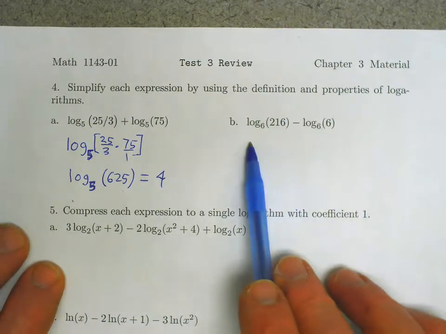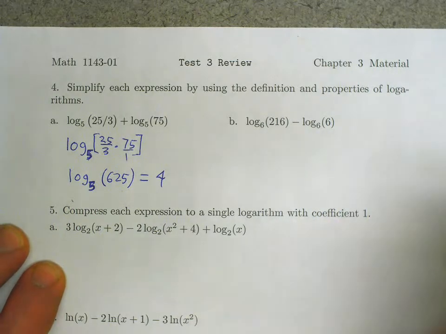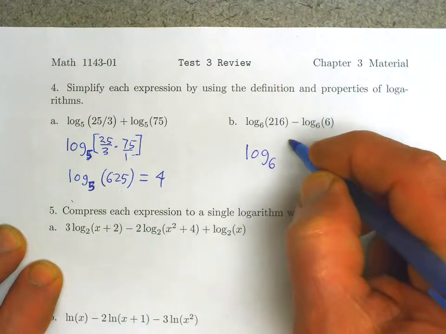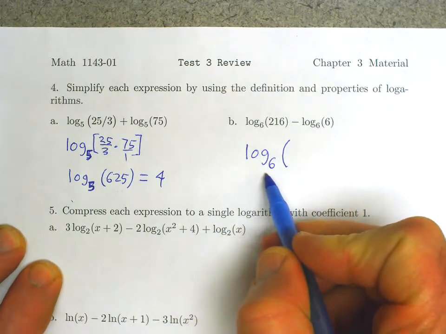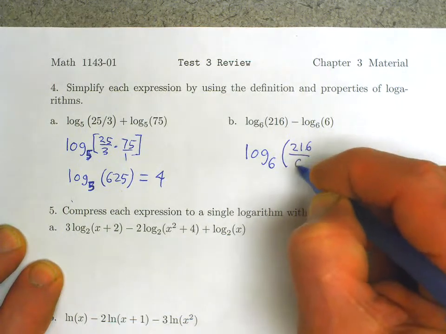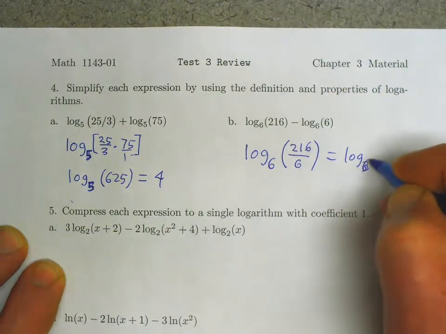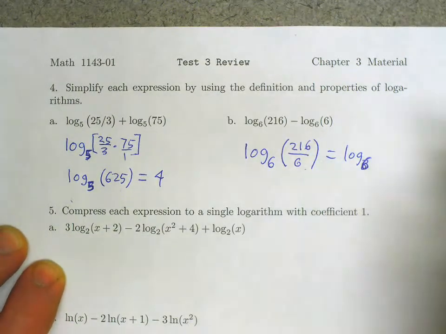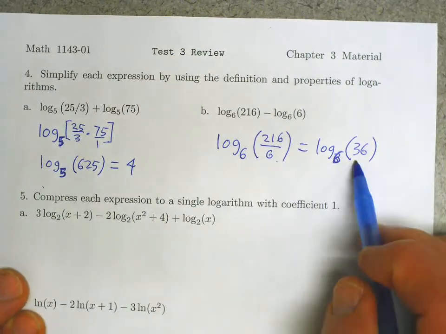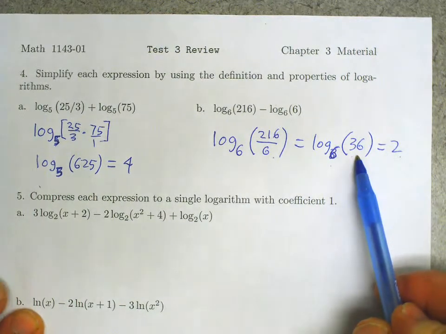Okay, the next example, log base 6 of 216 minus log base 6 of 6. So since we're subtracting a base 6 logarithm from the other, we can write it as a single base 6 logarithm if we divide the argument 216 by 6. So 216 divided by 6 is 36. And log base 6 of 36 equals 2 because 6 to the 2nd power equals 36.